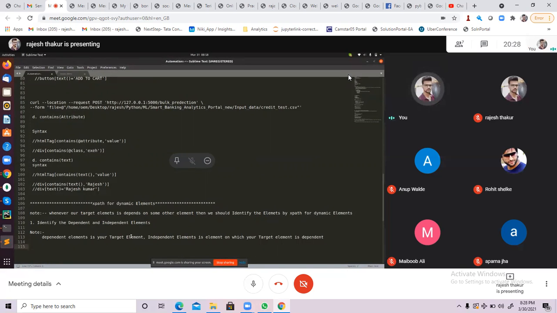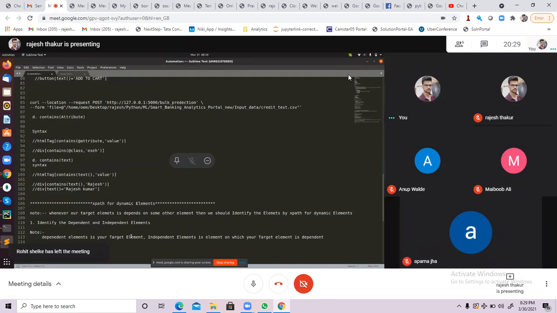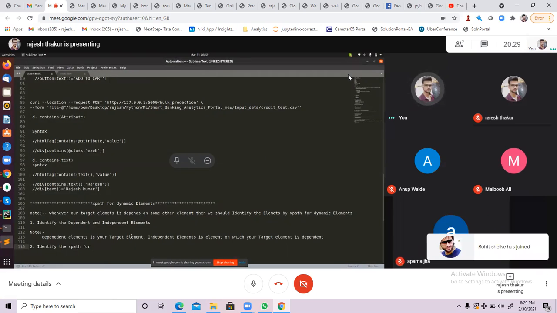So this is the one way, one rule to inspecting an element with the dynamic XPath way. So number 2, first rule, identify first. Whenever you are going with the dynamic XPath allocation, then always first rule you have to identify the dependent and independent element. Rule number 2, identify the XPath for independent element.